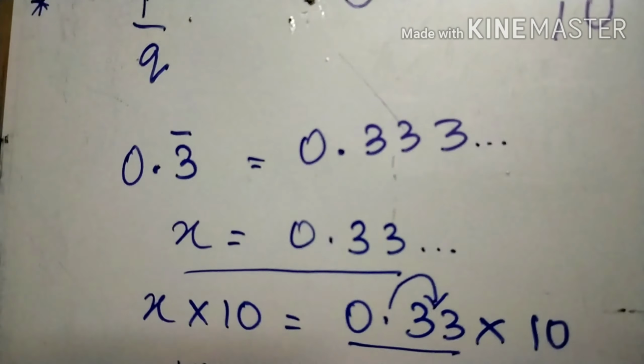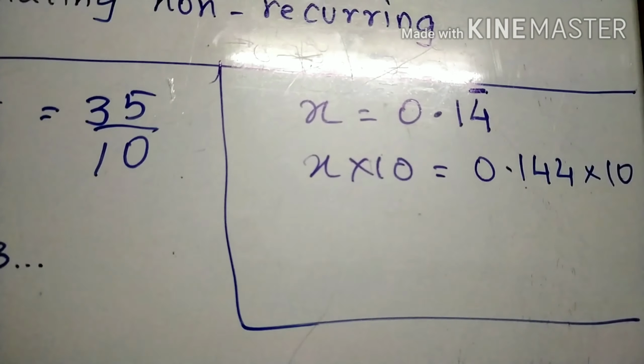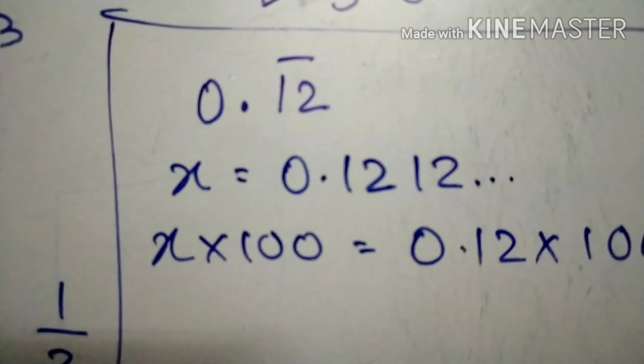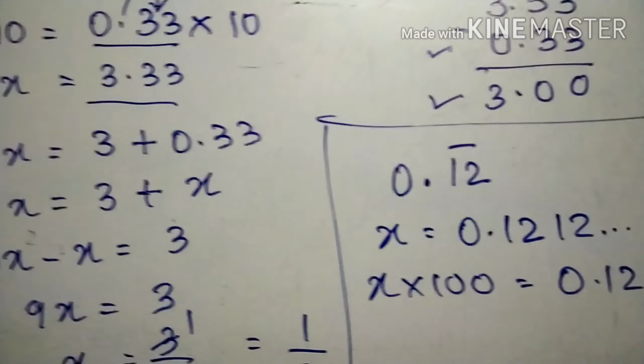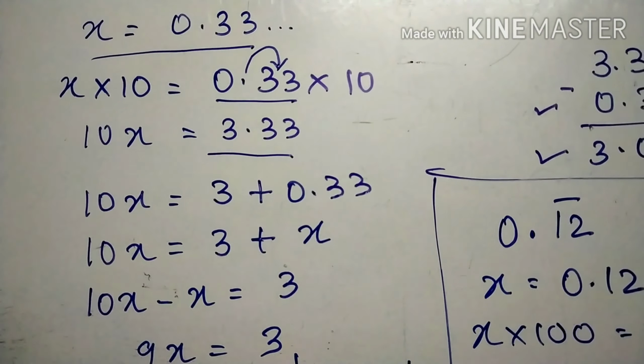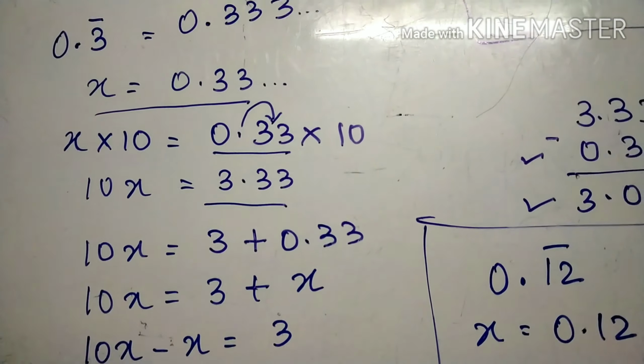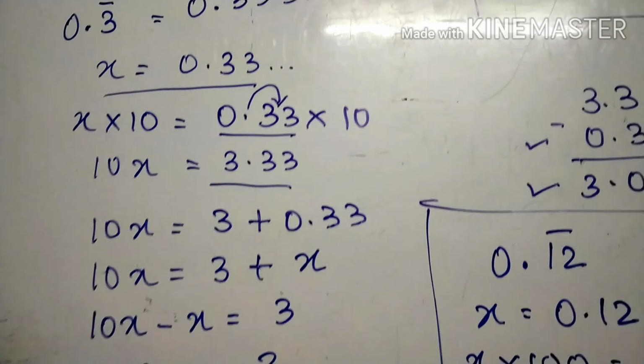Earlier only 3 was repeating, so into 10. Here only 4, so into 10. And here I have just shown you that both numbers are repeating, so that is into 100. So just see all the sums. If you have any doubt further, just comment below and I'll make that video for you.